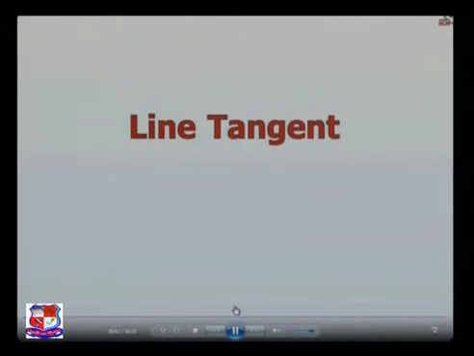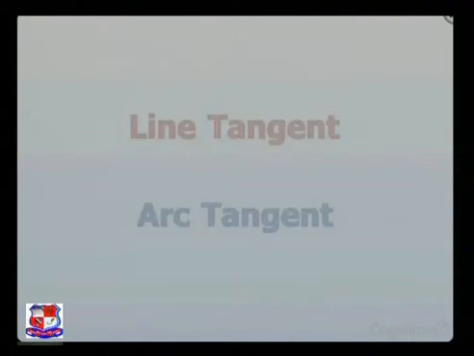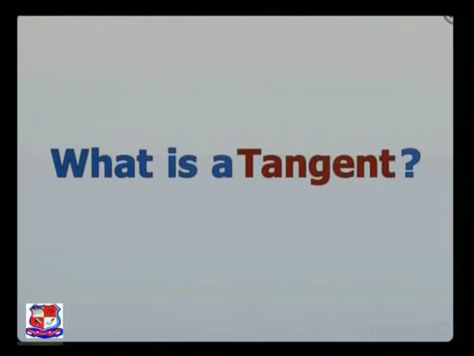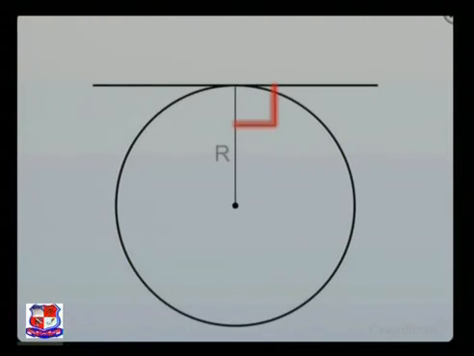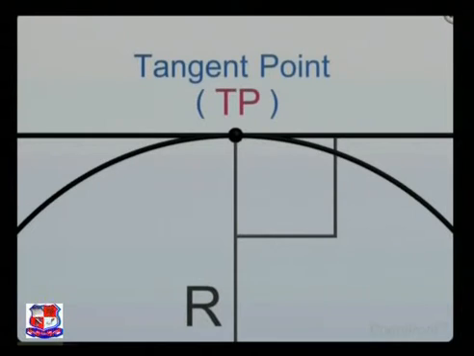Hi, so let's continue the discussion of geometrical constructions for line tangents and arc tangents. But first, what is a tangent? A line tangent to a circle is a line that is perpendicular to the radius and touches the circle only at one single point. The intersection of these two lines is called the tangent point. Now, where do we need tangents?